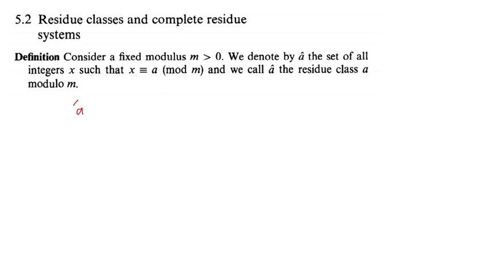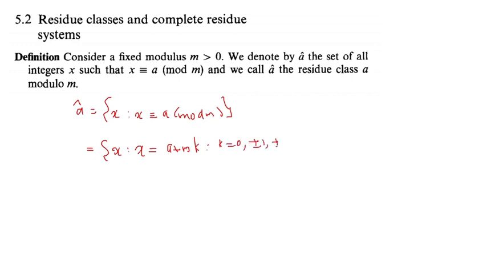That is, A cap is nothing but the collection of all those integers x such that x is congruent to A modulo M. Or we can say that A cap is the collection of all those integers x such that x equals A plus Mk, where k equals 0, plus or minus 1, plus or minus 2, etc. Then clearly A must belong to A cap, because if we substitute x equal to A here, the congruence is satisfied by this element A. Therefore, A must belong to A cap.